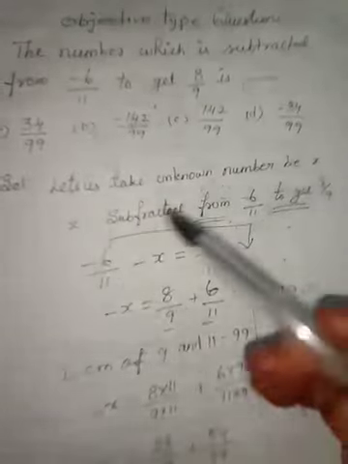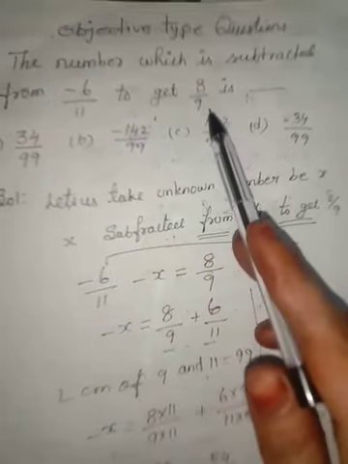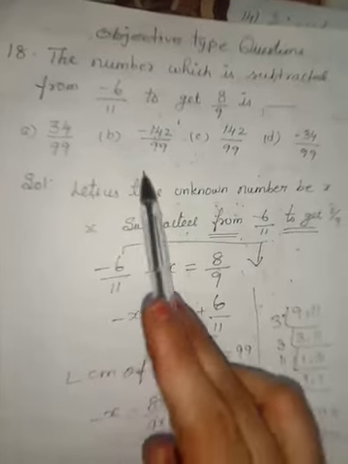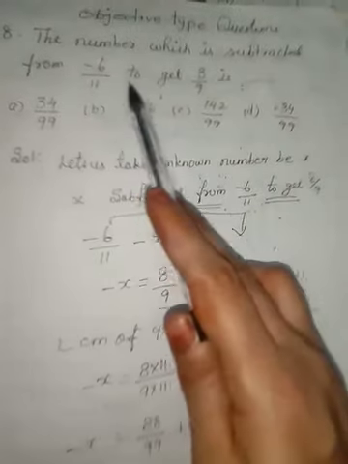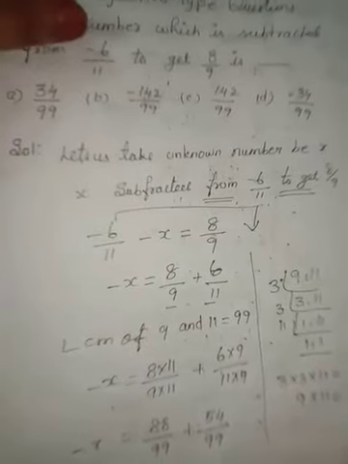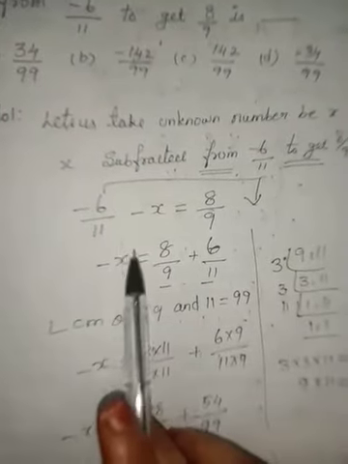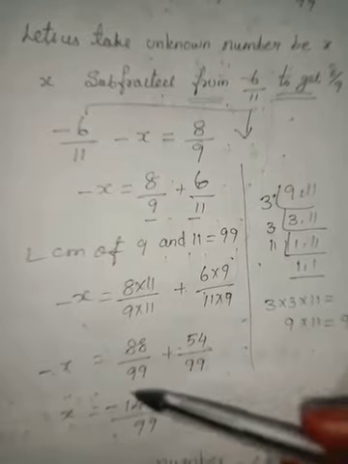Okay. Students, the final one, 18: the number which is subtracted from minus 6 by 11 to get 8 by 9 is dash. They gave 4 options. We must choose the correct answer, so we must work out this sum. Some unknown number is subtracted from minus 6 by 11, and the result is 8 by 9. That's why we work out the sum this way. As I already told you, here the denominators are unlike, so convert into like denominators.